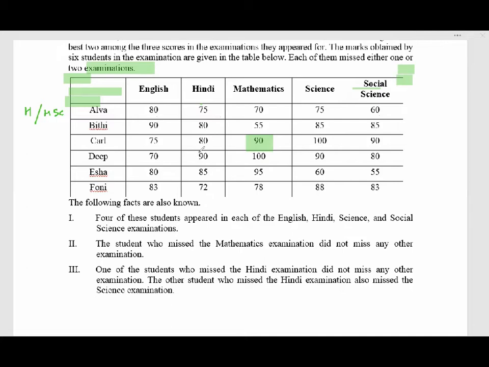Can Deep miss Hindi? 90. The average of 170 is not 90, the average of 190 is not 90, but if I take it as 180, so actually ALVA missed Hindi and Deep missed Hindi and science, because you see his Hindi and science marks are the same.